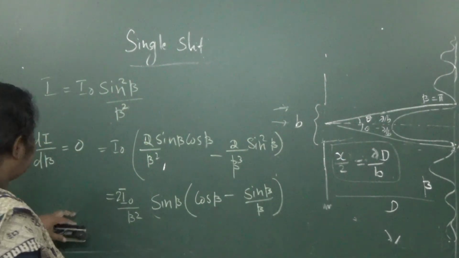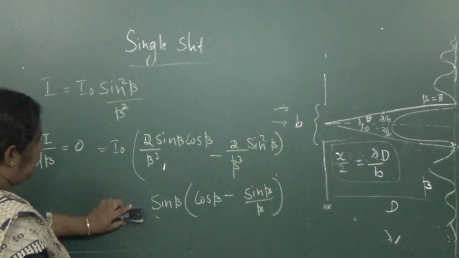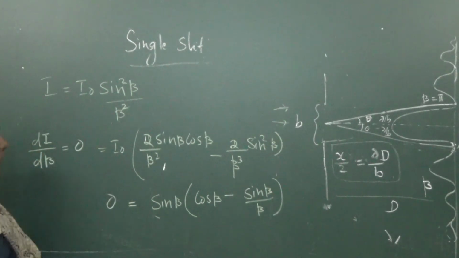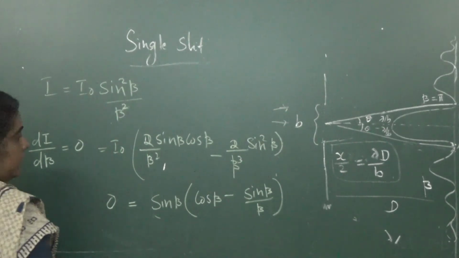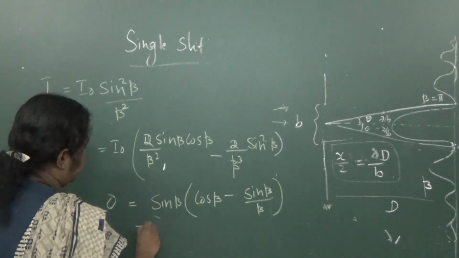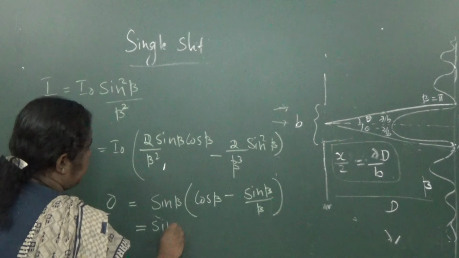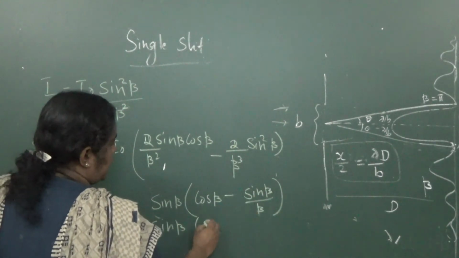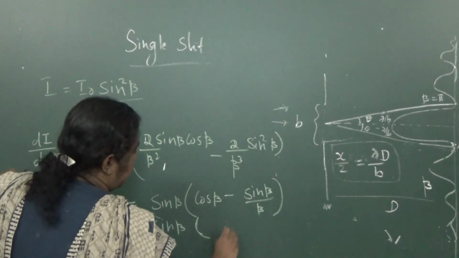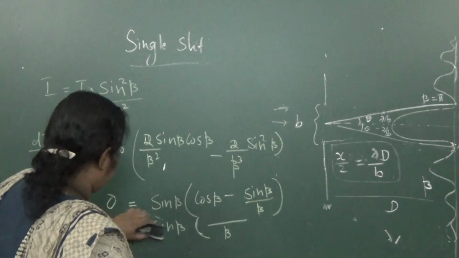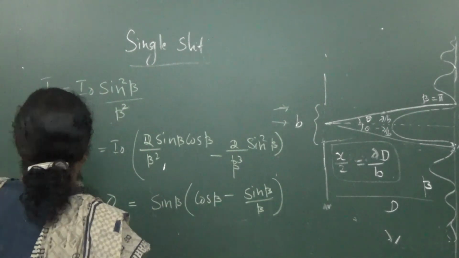So since it is 0, I can say it is 0. Now what you have to do is, I am taking cos beta here and beta here. Sin beta, this will change to beta here. Okay, we can go here.